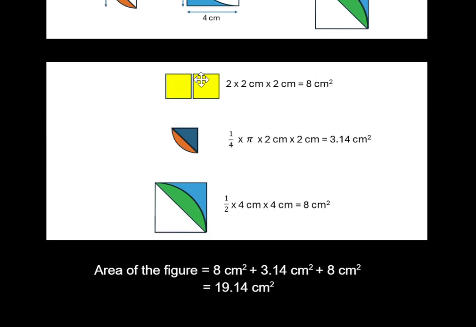So now all I have is 3 shapes. The square, which is quite easy, 2 square, so it's 2 times 2 times 2 is 8. This is a quarter circle, so it's 1/4 pi r squared, which is 3.14. And this becomes a triangle of half times base times height, so it's half times 4 times 4, which is 8. And the area of the figure is 8 plus 3.14 plus 8, which is 19.14. So this is the 3 solutions for the same question.